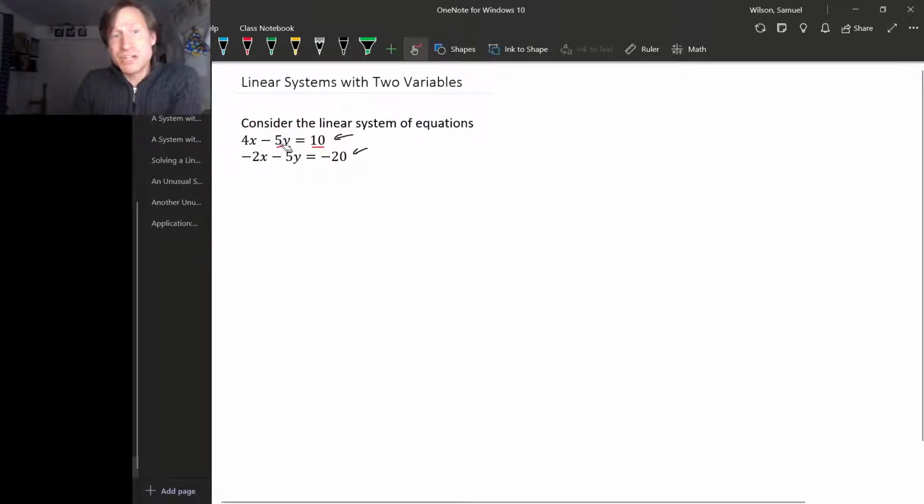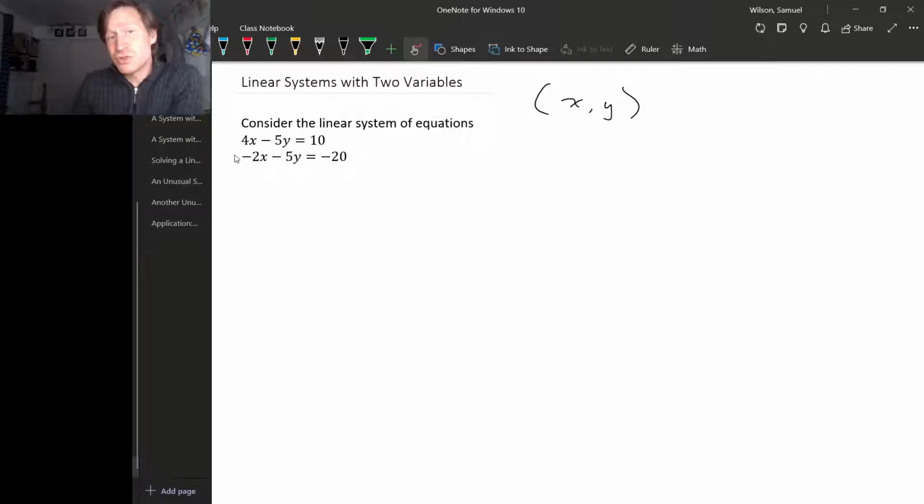A system of equations is just more than one equation. And to solve a system of equations, remember what we're looking for is a single x value and a single y value that make both equations true when you plug them in. So it's not enough to find some x value and y value that works for the first equation and some different x and y value that works for the second equation. We want the same x and y values to work for both equations.